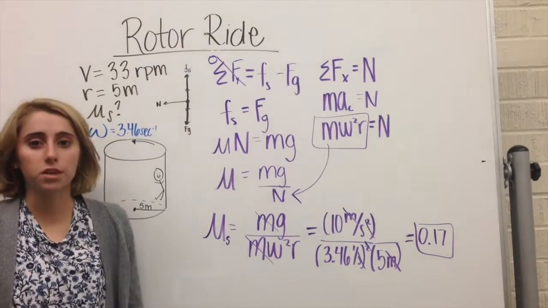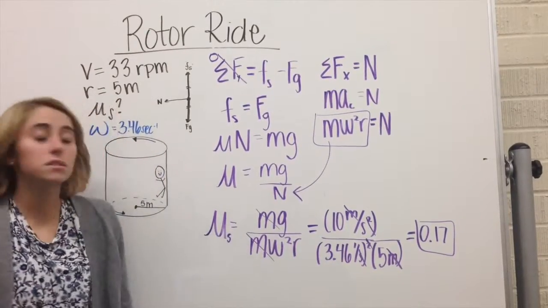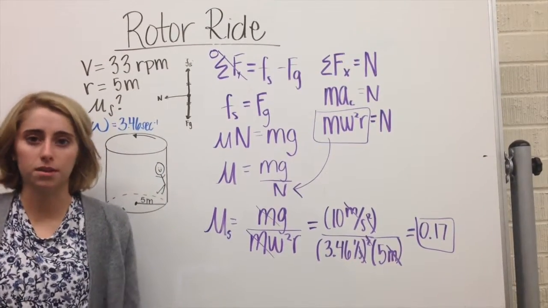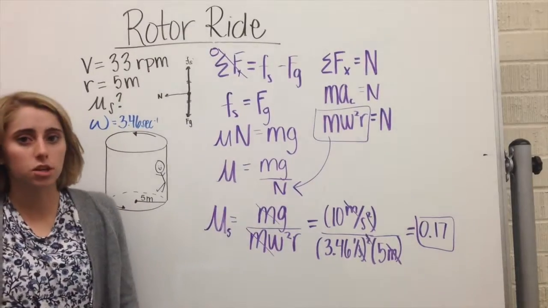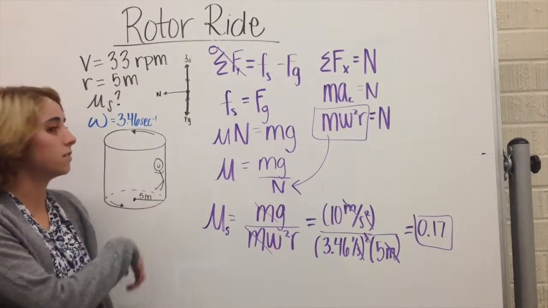The coefficient of friction of the wall must be at least 0.17, because you cannot control what type of clothing material the riders wear. And this ensures that when the ride gets going fast enough and the floor drops out, the person doesn't fall with the floor.